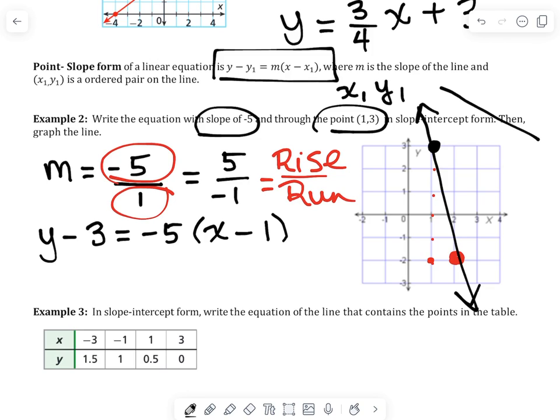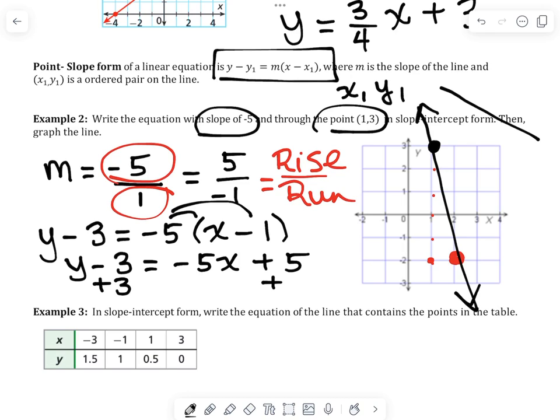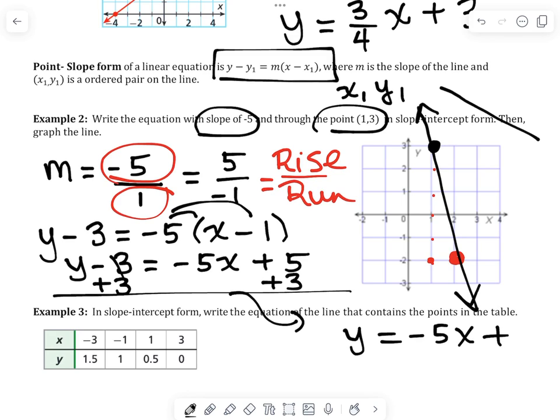But it's asking us to convert it to slope-intercept. To convert it to slope-intercept, we have to solve it for y. So we're going to distribute that -5 into that parentheses, so we get -5x plus 5. Then we're going to move that -3 to the right, so we're going to add 3 to both sides. Run out of room here. So y equals -5x plus 8.